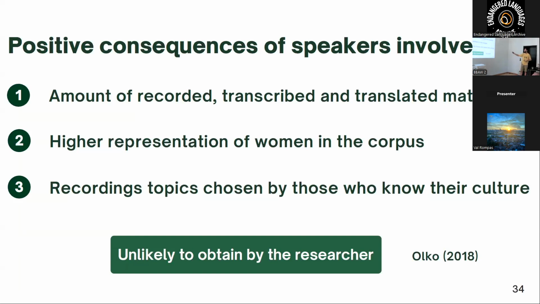Well, some others I will skip. This is something that has also already been said in the literature: positive consequences of having speakers' involvement. In my case, the amount of recorded, transcribed, and translated text is way higher than what I could achieve by myself. Also, the representation of women in the corpus is higher than what I could achieve by myself, because of the fact that I am a man.